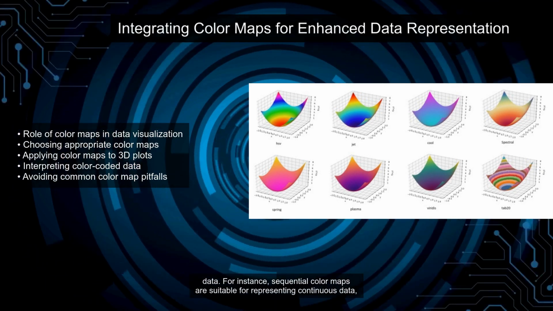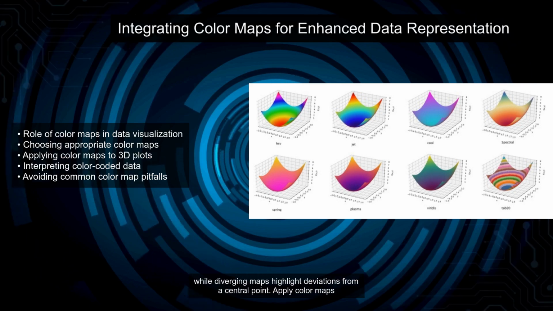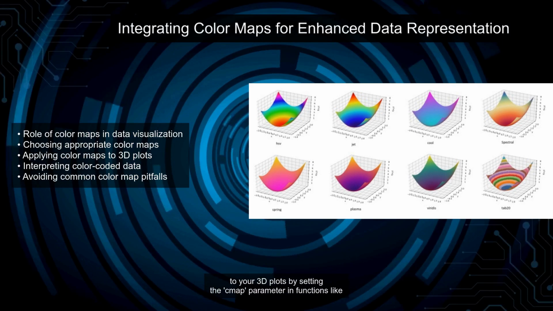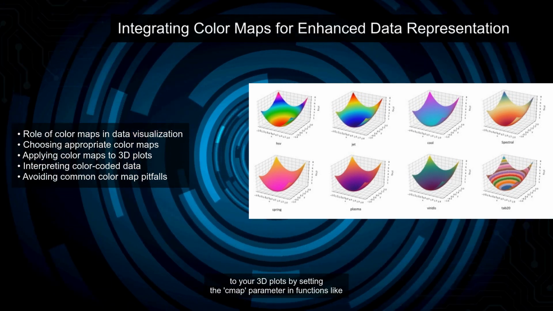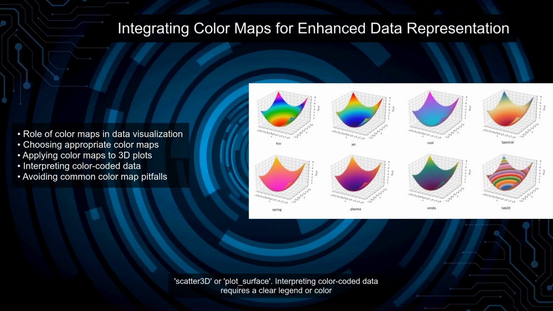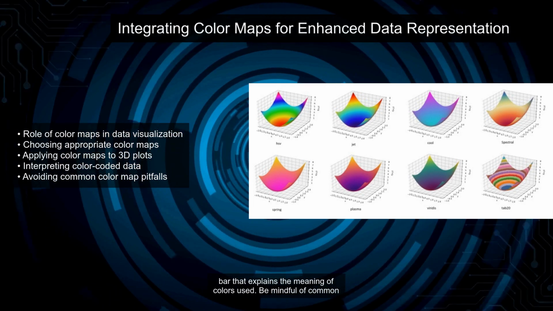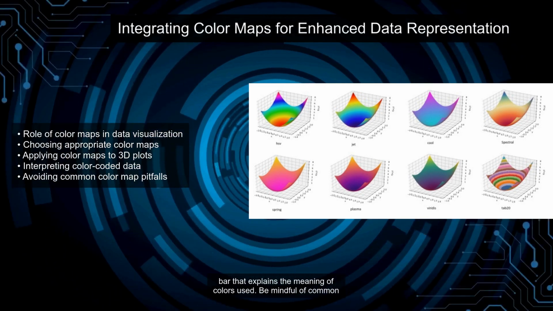For instance, sequential color maps are suitable for representing continuous data, while diverging maps highlight deviations from a central point. Apply color maps to your 3D plots by setting the cmap parameter in functions like scatter3D or plot_surface. Interpreting color-coded data requires a clear legend or color bar that explains the meaning of colors used.